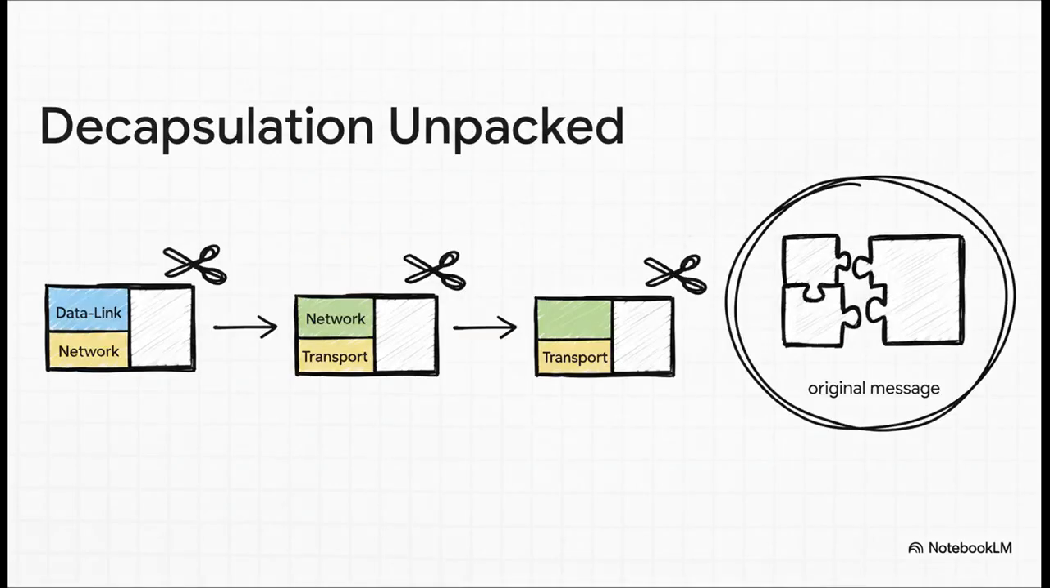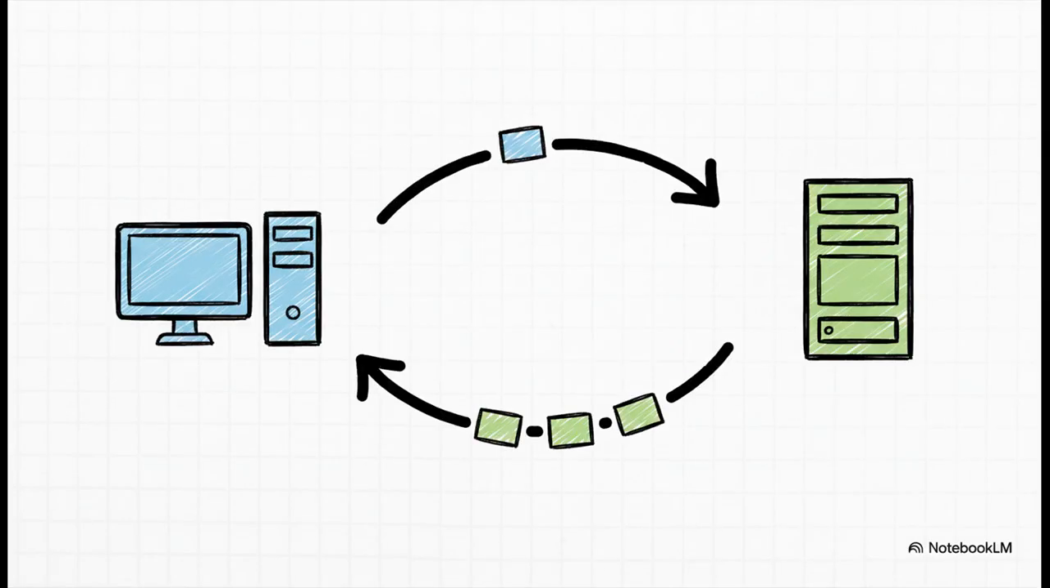And it's pretty straightforward. The server just unwraps it layer by layer. The data link header gets stripped off, then the network header, then the transport header. And once that's done, the server takes all those little data segments that have arrived and reassembles them. And poof, it has your original request. So the server finally understands what you wanted. Hey, show me this web page.